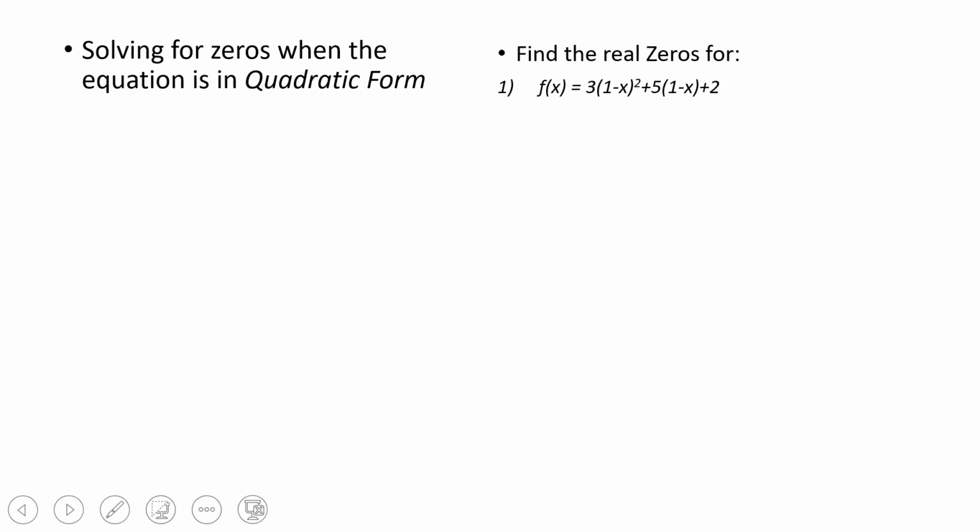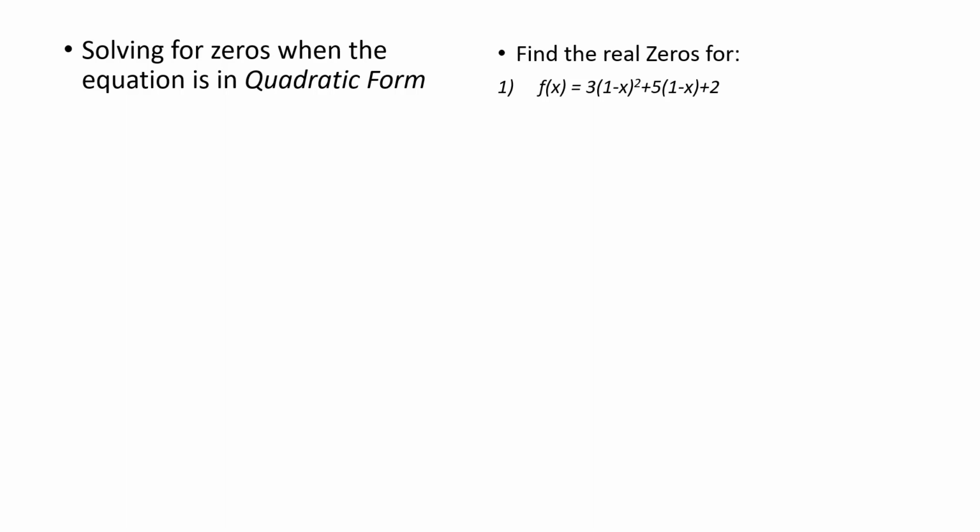Something you might be asked to do this week is solve for zeros in an equation that might not look like it's in quadratic form, but it kind of really is. And we're going to do a substitution process for this. The first one we're going to take a look at is going to look like this. This one here, you could FOIL it out and expand it and then find the zeros. However, if you do the substitution process, it's actually quite a bit easier.